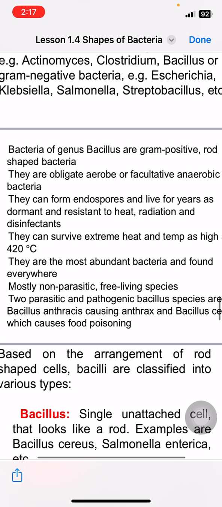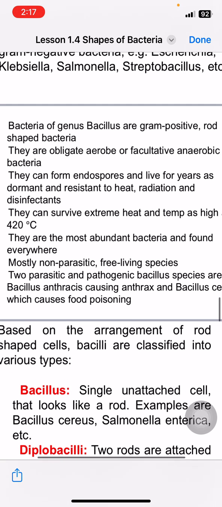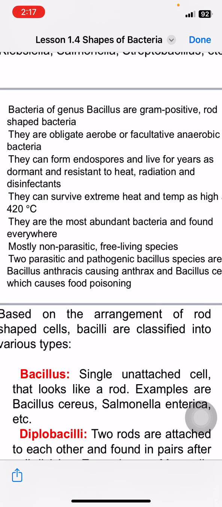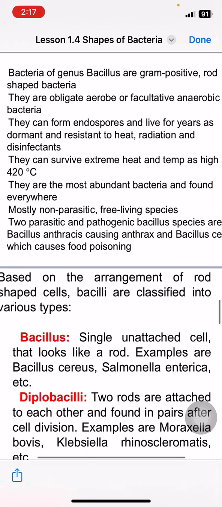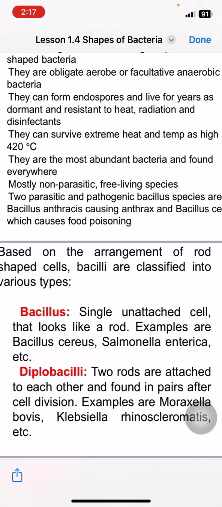There are bacillus that can live where there is no presence of air. So spores can form also in the endospore, or in the outer layer of the bacterial cell, and they can live for years. They can survive also in extreme heat, for example 420 degrees Celsius, and it is the most abundant bacteria found everywhere. Cocci can usually be found in some areas, but the most abundant bacteria shape is the bacillus.